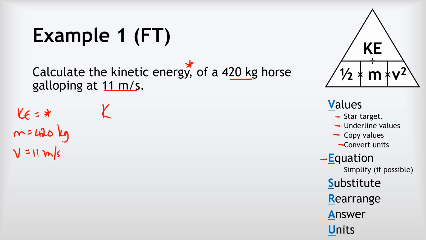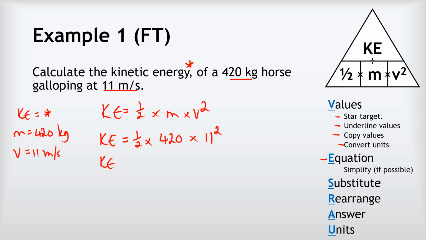We say KE equals half multiplied by m multiplied by v squared. I strongly recommend you always write out the equation you're going to use because it just makes it so much easier to put the numbers in the right place. Now, we're going to leave KE as KE because we don't know what it is, but the rest of it we can substitute. So we're going to say half multiplied by m, which is 420, multiplied by v, which is 11, and square it. Now, let's just do this step by step to avoid making mistakes.